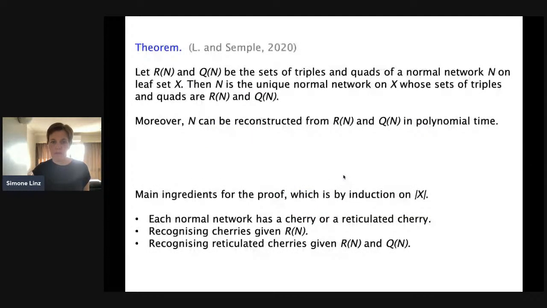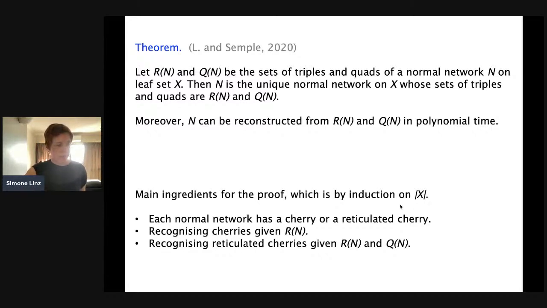And throughout the rest of the talk, I want to spend a little bit of time to talk about some of the ingredients that we used for the proof. So to establish this result, showing that normal networks are encoded by their triplets and quads, we used induction on the number of leaves in the network, so on the number of leaves in the set X. X is the leaf set of N. And there are basically three main ingredients for the proof.